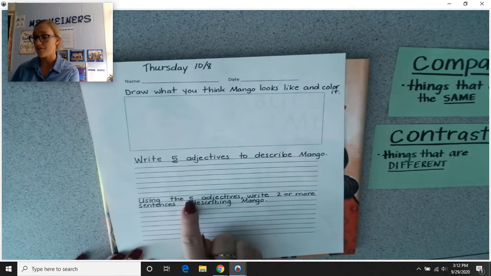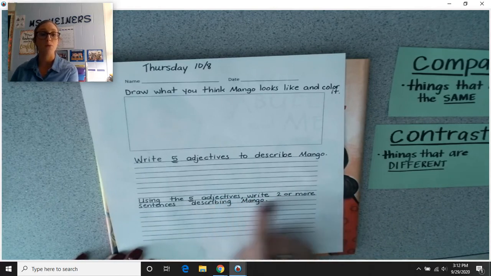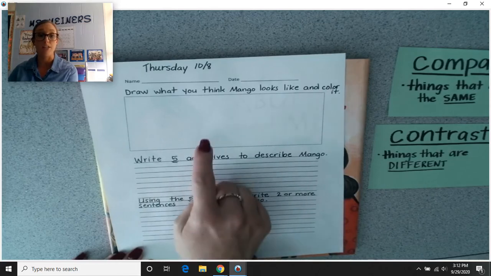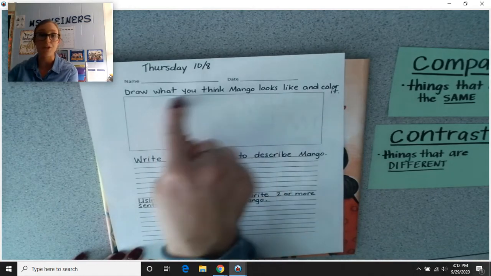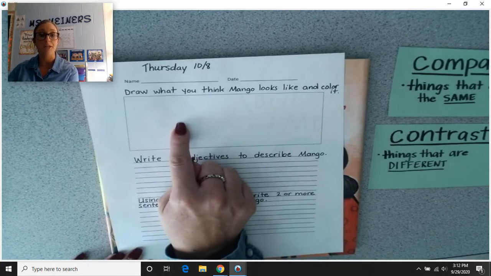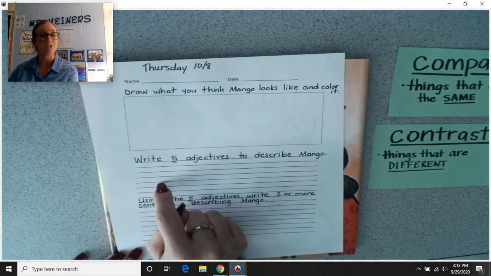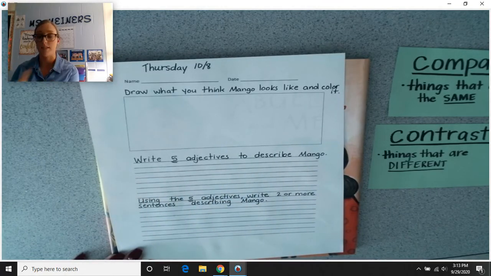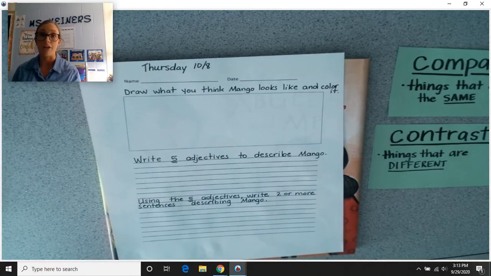Then it says using the 5 adjectives, write 2 or more sentences describing Mango. So you can't do this part until you do this part, and you can't do this part until you do your picture. All right, so you're going to start with your illustration. You're going to draw Mango and color him. Then you're going to write 5 adjectives to describe him, and then use those adjectives to come up with 2 sentences to describe Mango. Now remember, when you're writing your sentences, every sentence starts with a capital letter. It has finger spaces. You use your nice, neat handwriting, and it ends with punctuation, which is usually a period.